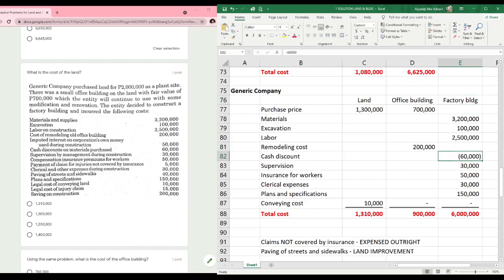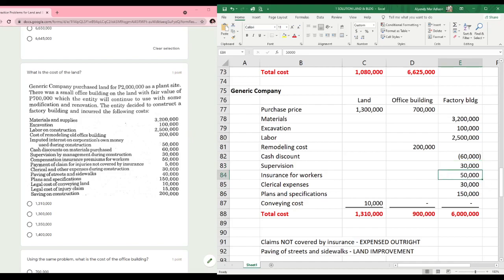Supervision by management during construction. So, supervision by management, it's like an indirect labor, diba? Factory overhead. So, that is under the factory building. Compensation insurance premiums for workers. So, again, you account for as cost of the building the insurance that was incurred during construction. In this case, this is for the workers during construction. So, that is under the factory building.